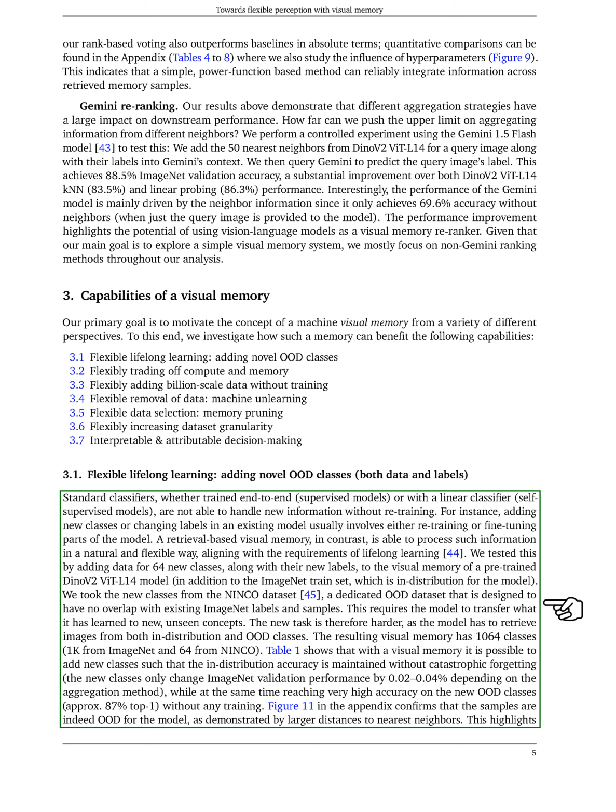The task becomes more complex as the model must retrieve images from both in-distribution and out-of-distribution classes. Ultimately, our visual memory now includes 1,064 classes, 1,000 from ImageNet and 64 from NinCo. Our findings show that with visual memory, we can add new classes while maintaining in-distribution accuracy, with only a slight change in performance, and achieve high accuracy on the new out-of-distribution classes without any retraining.